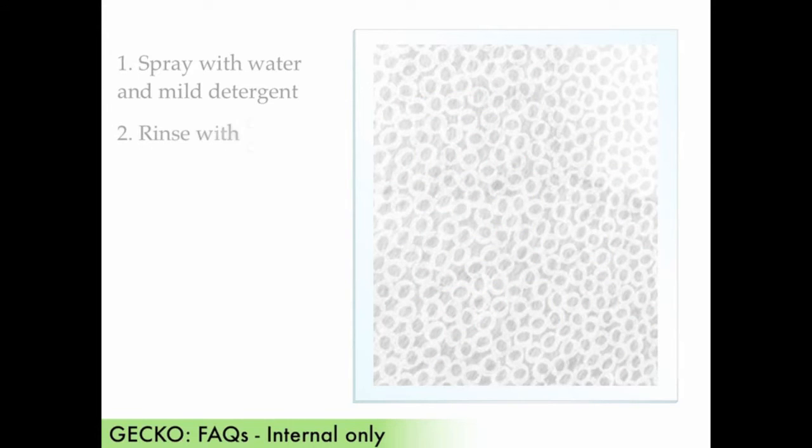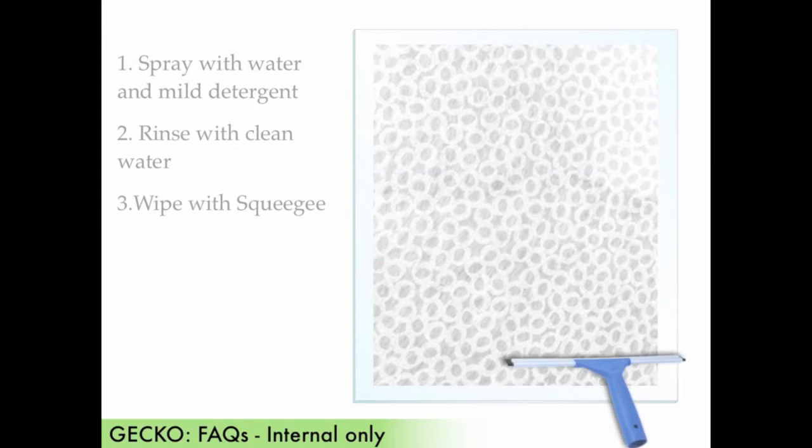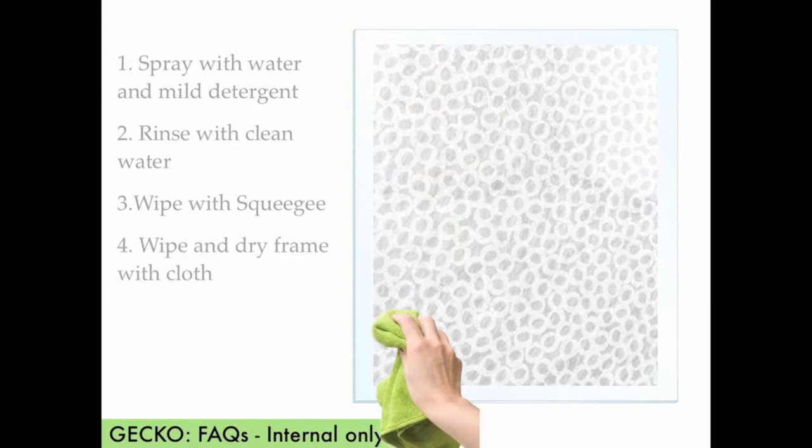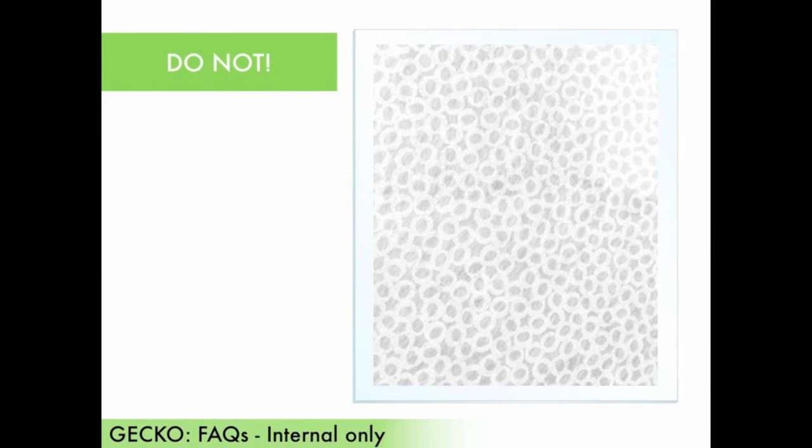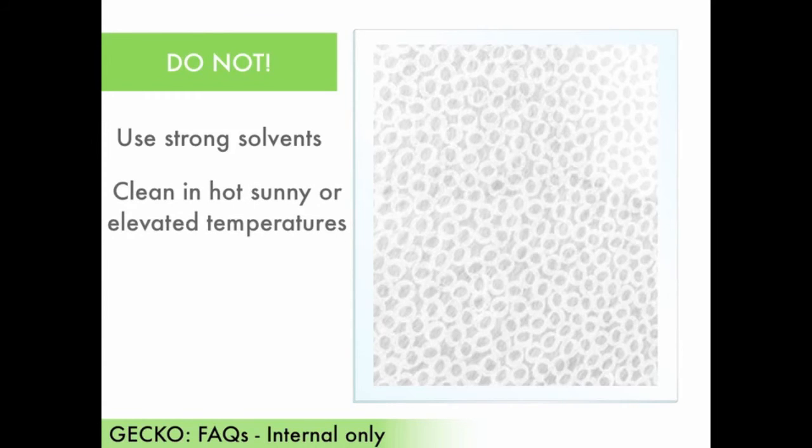Second, rinse gecko with clean water. Third, wipe gecko with a window squeegee and press out any excess water. Fourth, carefully wipe the border of the fabric with a cloth and then dry the frame. When cleaning gecko, be sure that you do not use strong solvents, such as highly alkaline or abrasive cleaning agents, and do not clean in hot, sunny, or elevated temperatures.